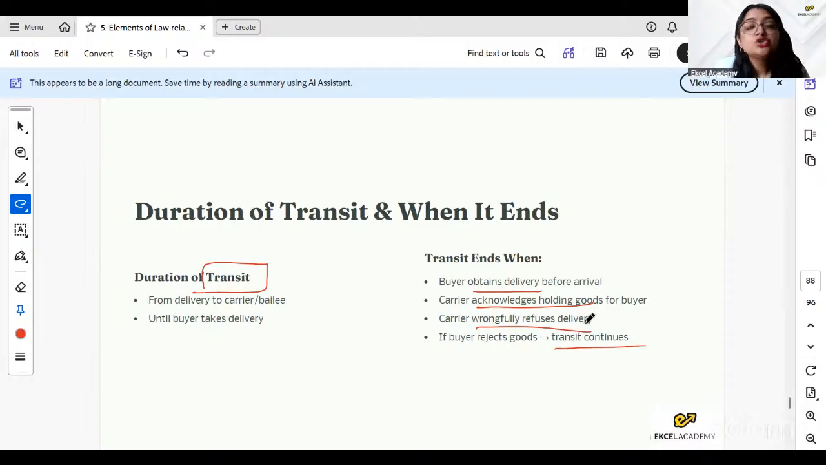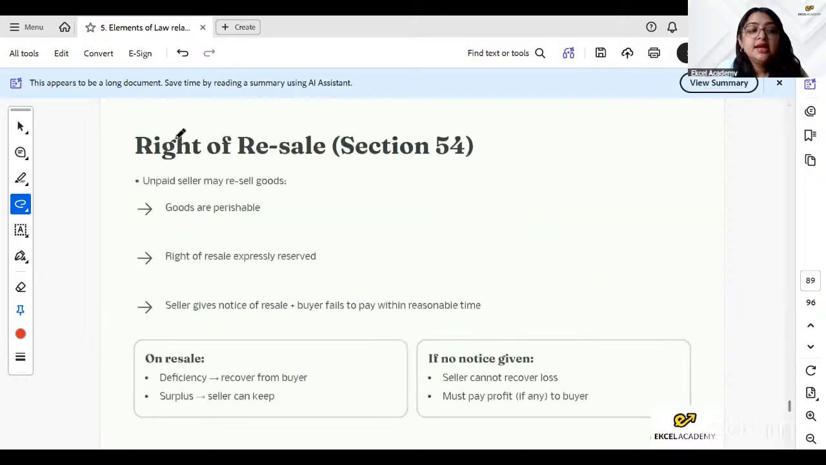So I hope you have been able to understand the concept of transit here. Next, right of resale. An unpaid seller may resell your goods if the goods are perishable.